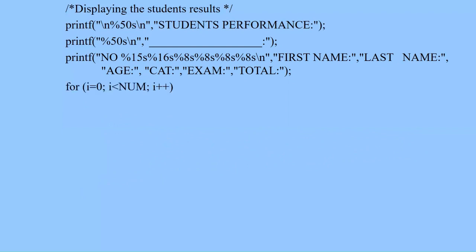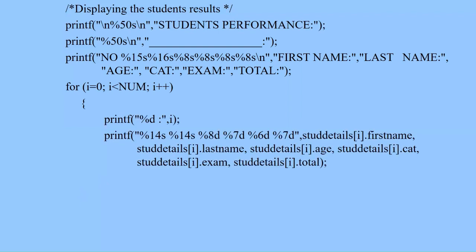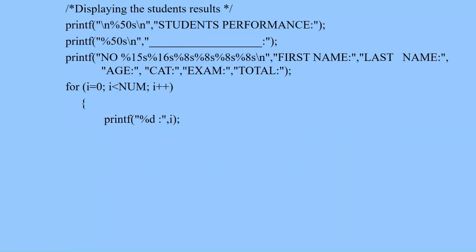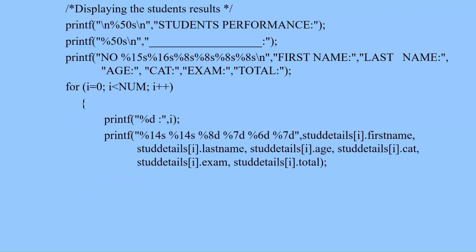Is 1 less than 3? Yes. So we repeat. We repeat by writing out the content of student details 1 dot first name, student details 1 dot last name, student details 1 dot age, etc. Then we write out a blank line. We increment the value of counter by 1, so it becomes 2. So is 2 less than 3? Yes. So we do the same. We write out details for that record, or that student. And once that is done, that becomes the end of writing out the student results.